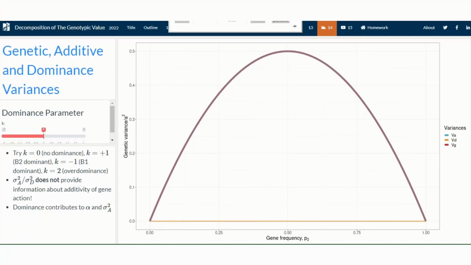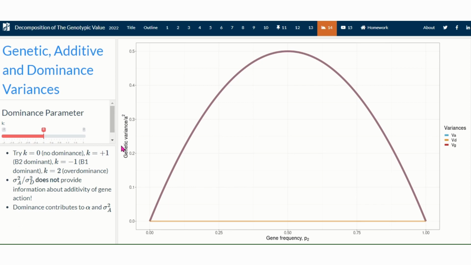This is part of the supplementary material of this discipline, and it will allow us to understand in a dynamic way the variance decomposition proposed by Fisher. In this case, we are going to see how the total genetic variance and its components, additive genetic variance and dominance variance, interact depending on the k values that represent the type of dominance.